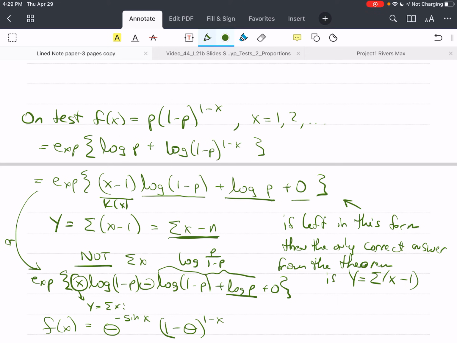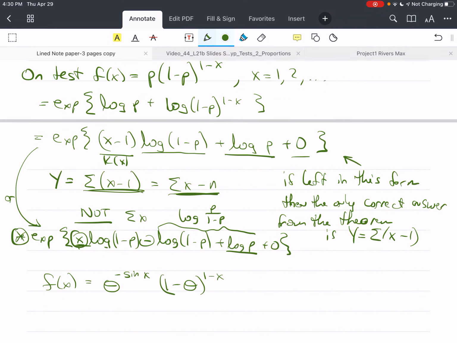But you can only say that if you put it in this form, because the theorem says whatever this is, function of x multiplied by a function of theta, or in this case p, whatever that function of x is, it's the sum of the whole thing. In this case, it's just x. So many of you missed the points for this, even though you said the right answer, sum of xi is equal to y. You didn't use the theorem right. It was obvious to me that you didn't understand the theorem, because if you had understood the theorem, you would have written this.